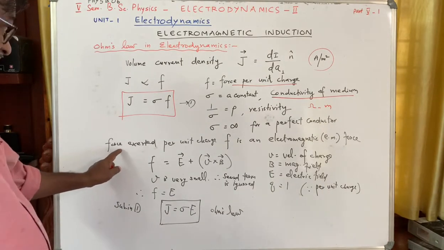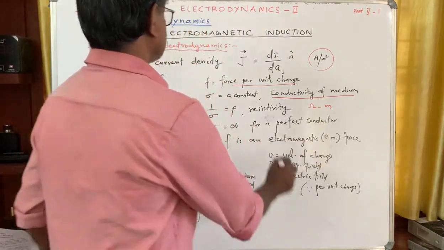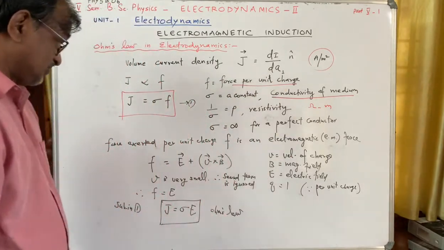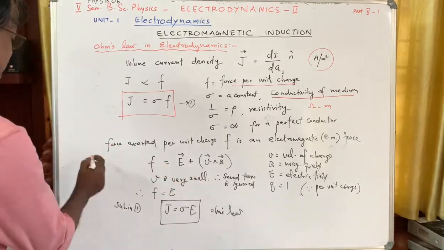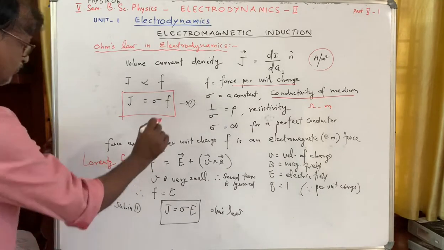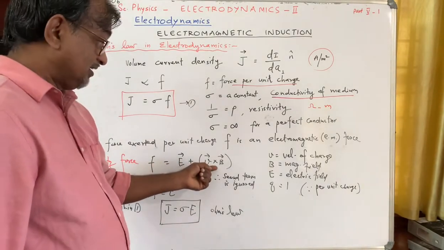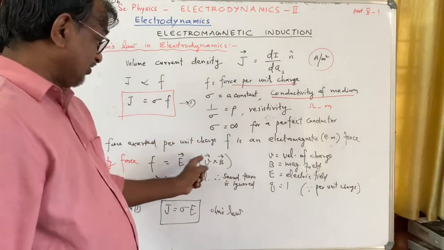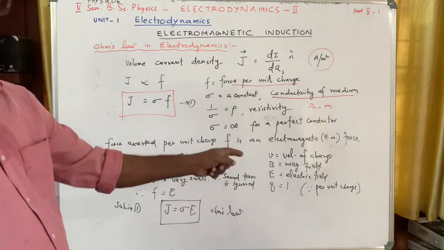And the force exerted per unit charge, F, is an electromagnetic force. This force is defined by the Lorentz law. The total Lorentz force is a combination of the electric Lorentz force plus the magnetic Lorentz force. Here we are assuming Q equal to 1. Electric Lorentz force is QE, magnetic Lorentz force is Q into V cross B. If you put Q equal to 1, the equation becomes this one.